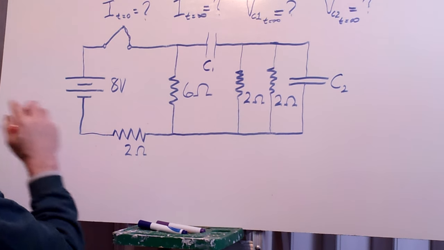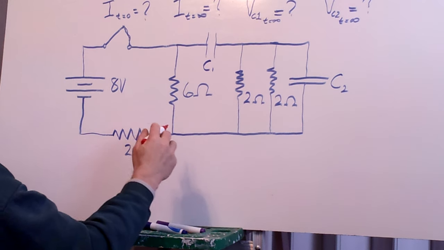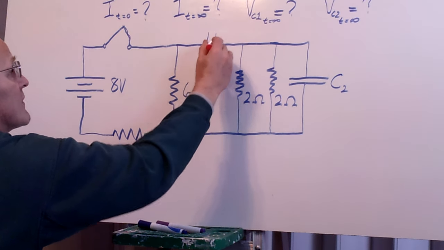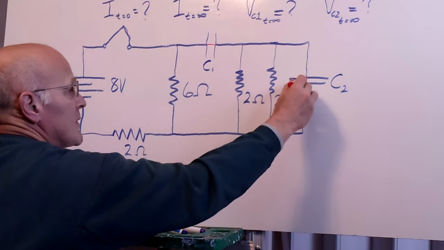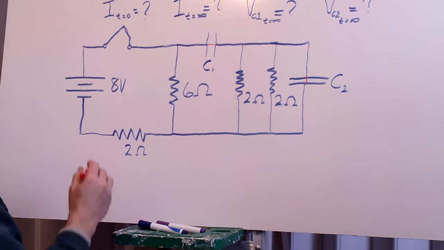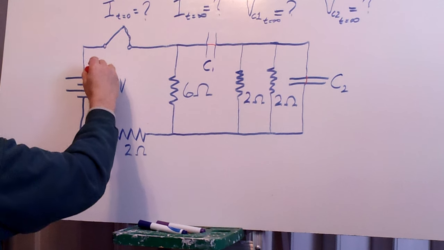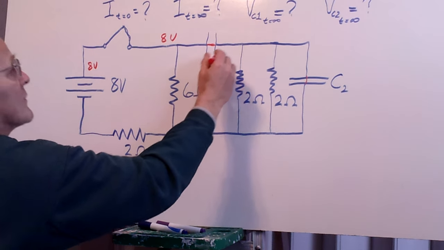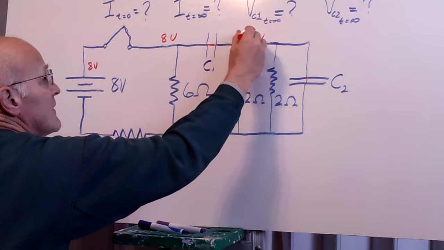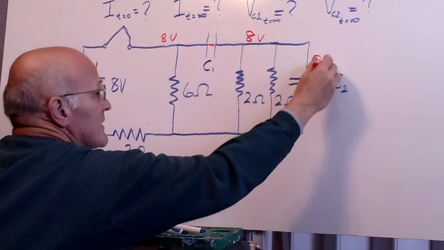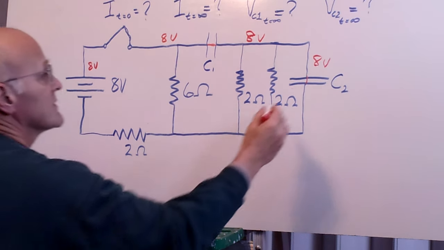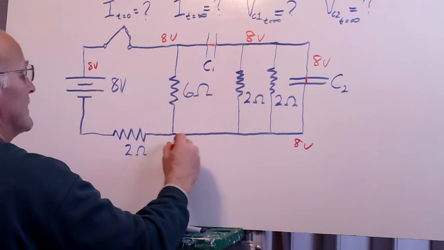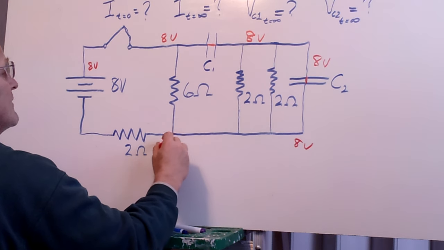So we start off first by saying, what happens when we first close the switch? When we first close the switch, we replace both capacitors with wires. So we could simulate a wire across this gap here and a wire across this gap here. And as a result, we're going to have 8 volts here, and we'll have 8 volts here. Now, because this is a wire, we're going to have 8 volts over here, and we'll have 8 volts over here. And what else? Well, this is a wire too, so we're going to have 8 volts over here, and all the way over here, we're going to have 8 volts.